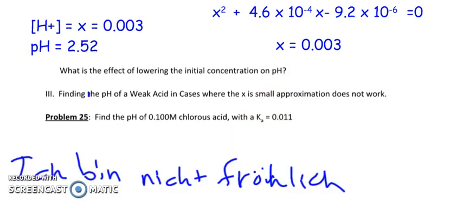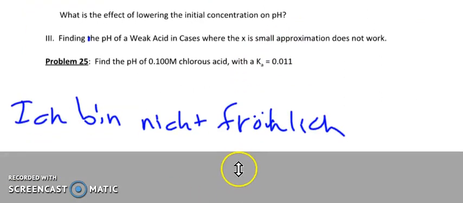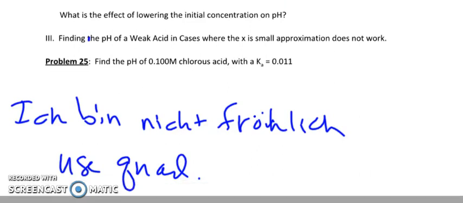So I gave you my famous German story here. Ich bin nicht fröhlich. You do have to use a quadratic. So I have already solved for this. Go ahead, you do the work, and my answer was 1.55. Okay, so let's see if you can get the same answer. If not, we can do it next time we meet.